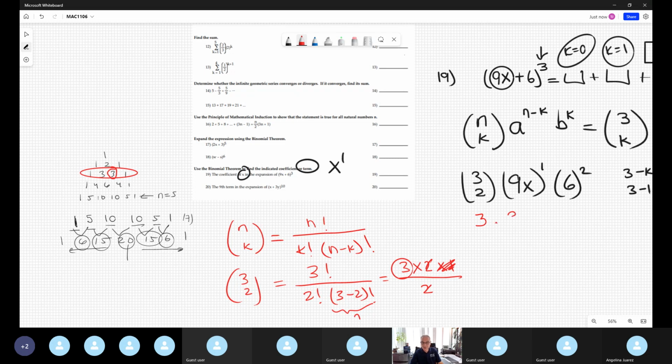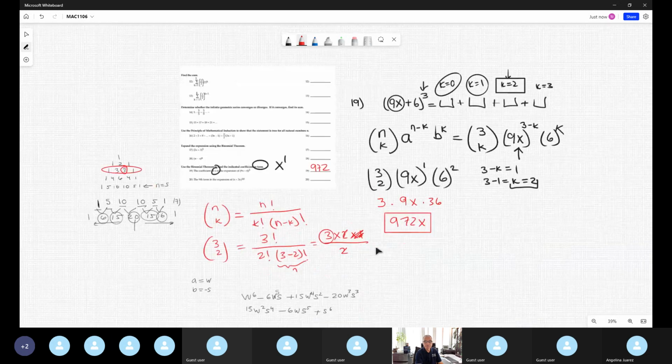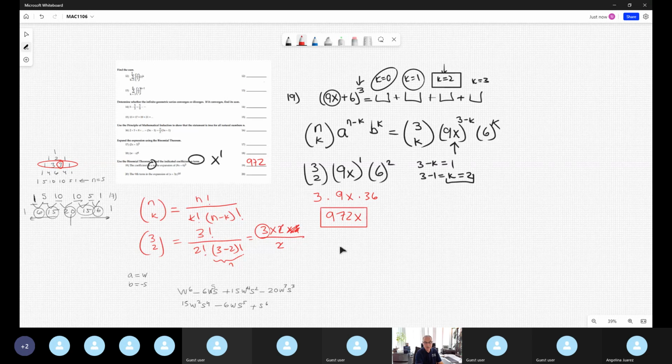Then, multiplying by 9x and by 36, put it in the calculator, and the answer is 972x. But they want to know only the coefficient, so the coefficient would be 972. Do you understand very well or no? Yes. It's easy. Another possibility is to expand everything, because it's not too long, it's 3. Actually, it's 4 terms. But it's not recommended. Okay, if no questions, let's move on to the 20.